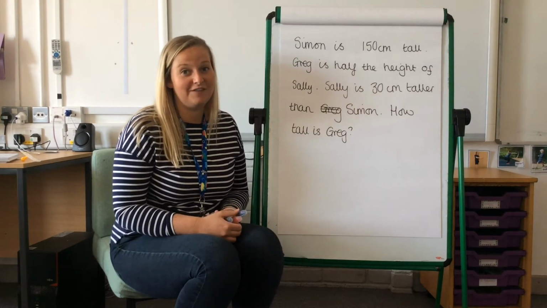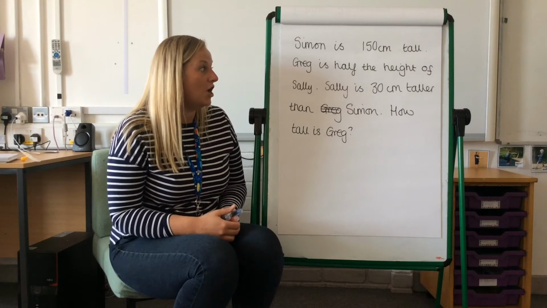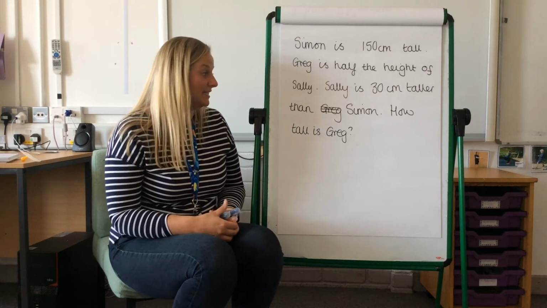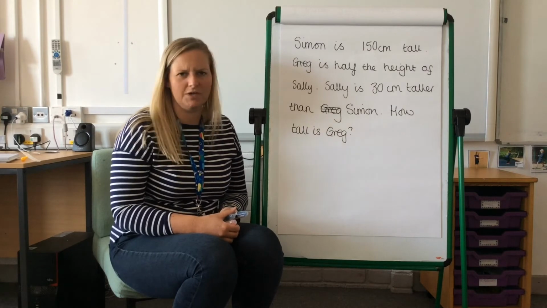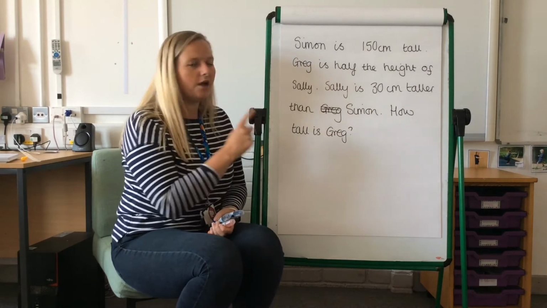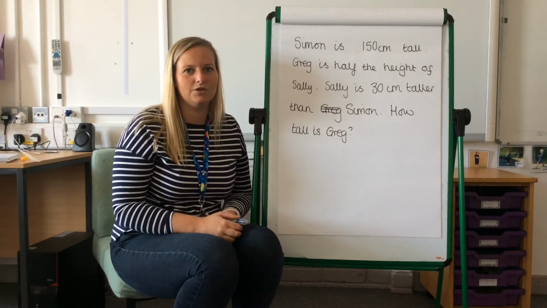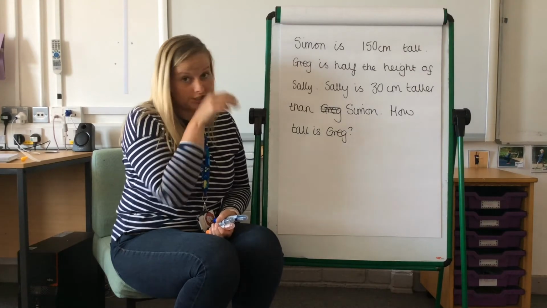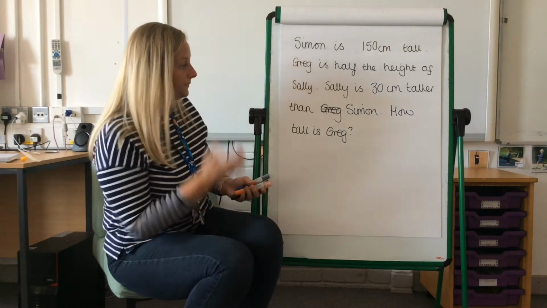Simon is 150 centimetres tall. Greg is half the height of Sally, and Sally is 30 centimetres taller than Simon. How tall is Greg? Now, I've been a little bit cruel here because I've put my sentences in an order that doesn't make sense. And sometimes questions do this, but it's just to confuse you. But you don't need to be confused.